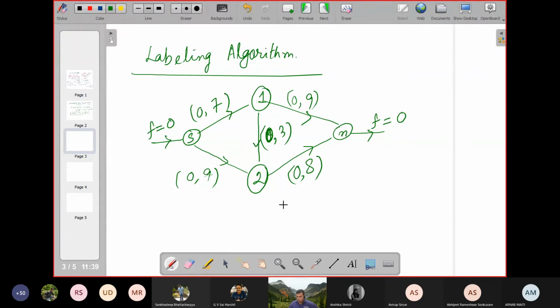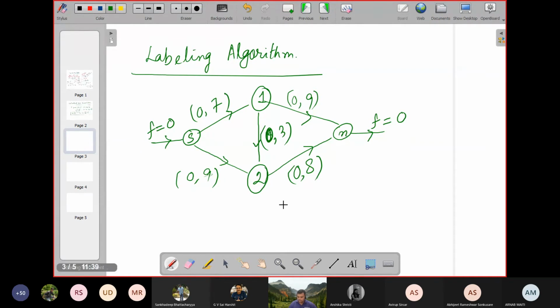Now, this is a feasible solution, isn't it? F equal to 0, so it's a feasible solution. But what is our objective? Objective is to maximize the flow. So you have to increase the flow. So you have to find one from one corner point to another corner point, which improves the value of F.